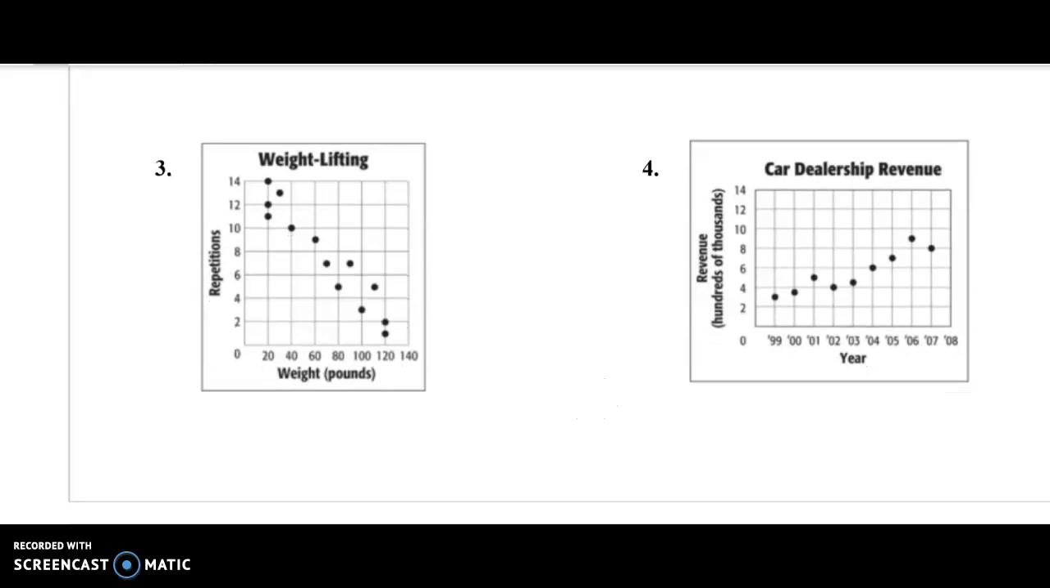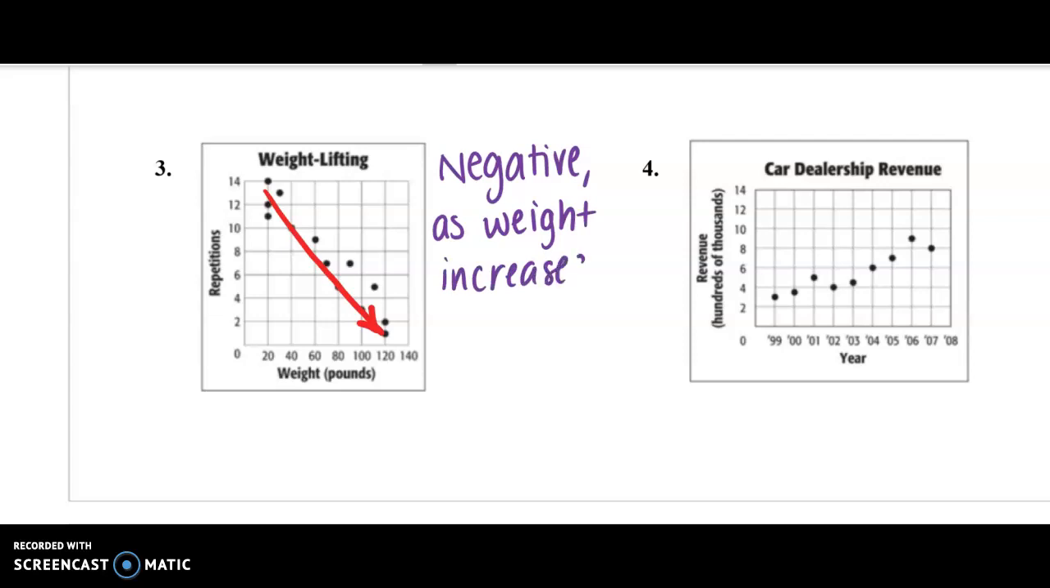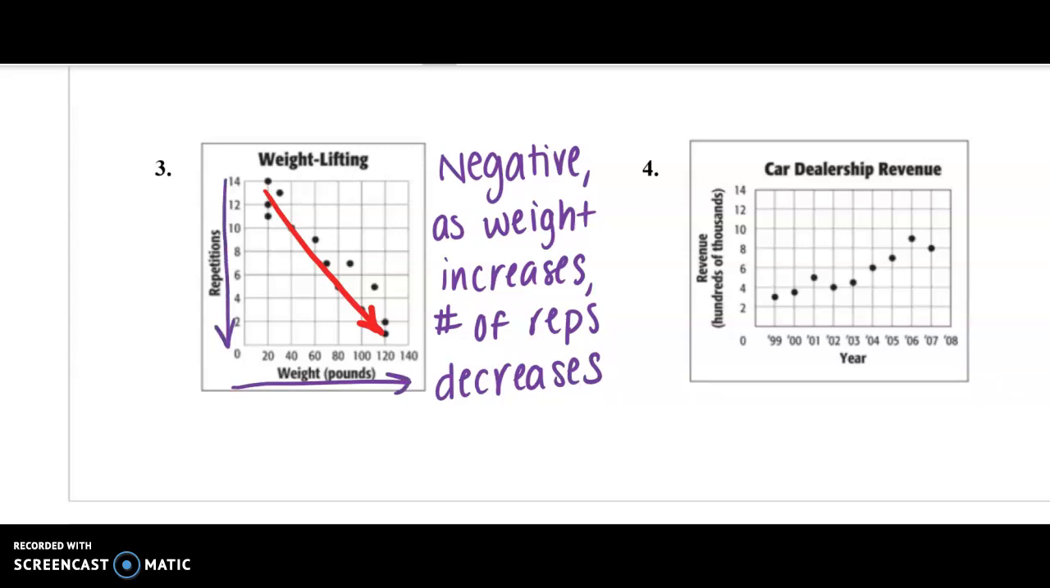Next one is weightlifting. We have the weight that you are lifting in pounds versus the number of reps you are doing. You can see that this has a pretty clear negative correlation, it is moving down. So my correlation is negative, and how I can describe that in this situation is as the weight increases, the number of reps decreases. So as you're lifting a heavier weight, the number of reps you're able to do is going to go down.